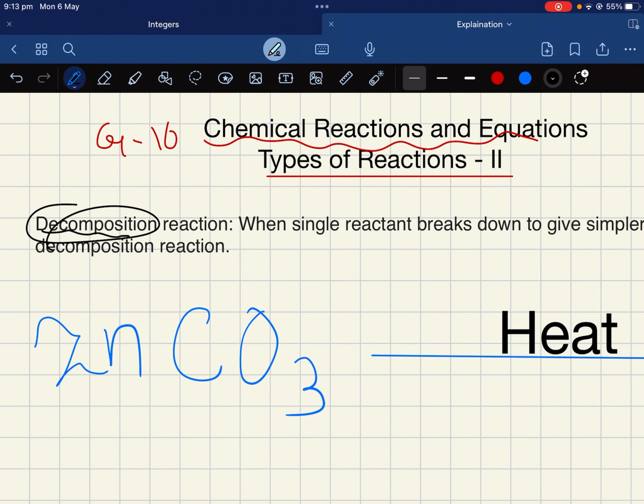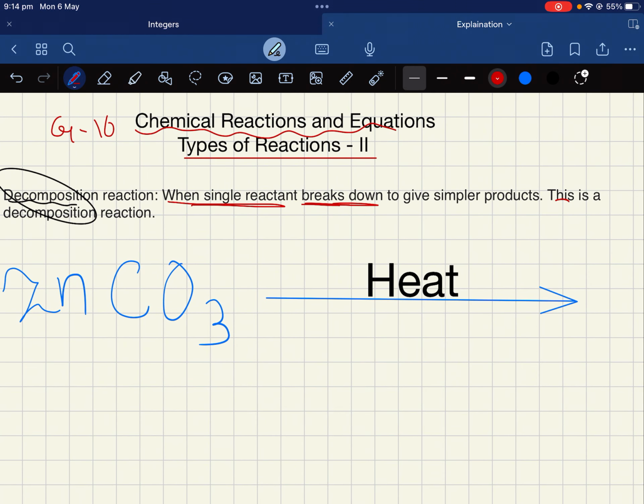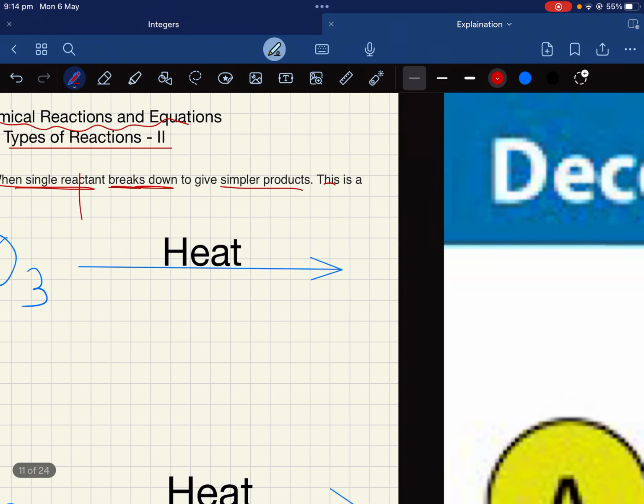Decomposition reaction. First we have a decomposition reaction. When a single reactant breaks down to give simpler products, this is a decomposition reaction. Let us understand this with the help of an image.